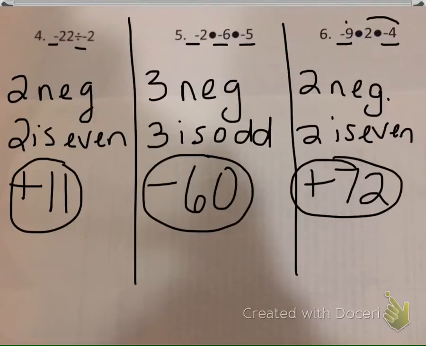Okay? If you want to try the next 2 on your own and see how you do, and then go on with that, that's fine. You can pause the video now. I'm going to go on to the next one, number 7. We have 1 negative. 1 is odd.